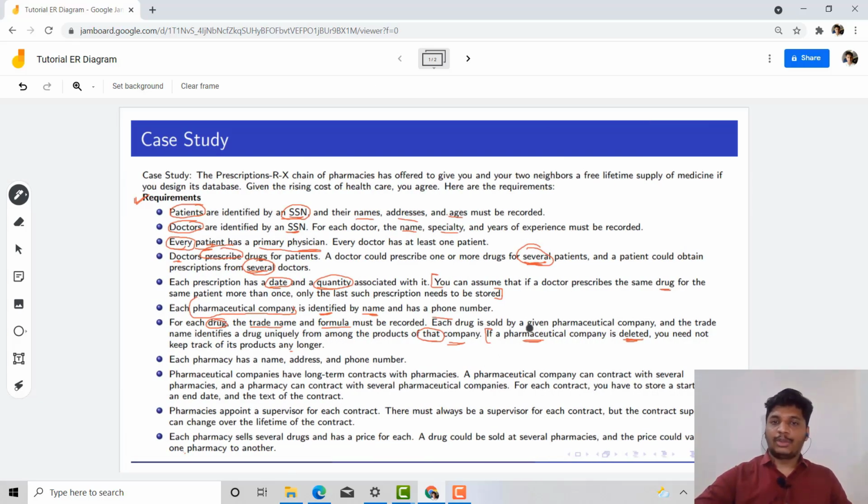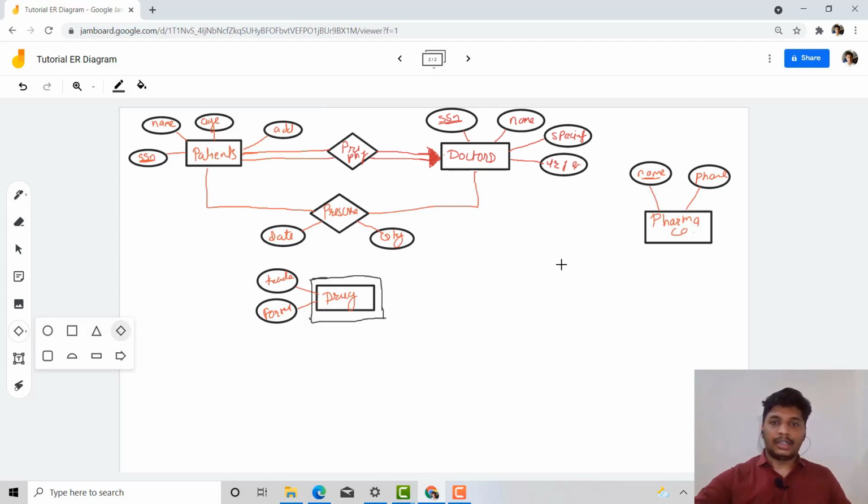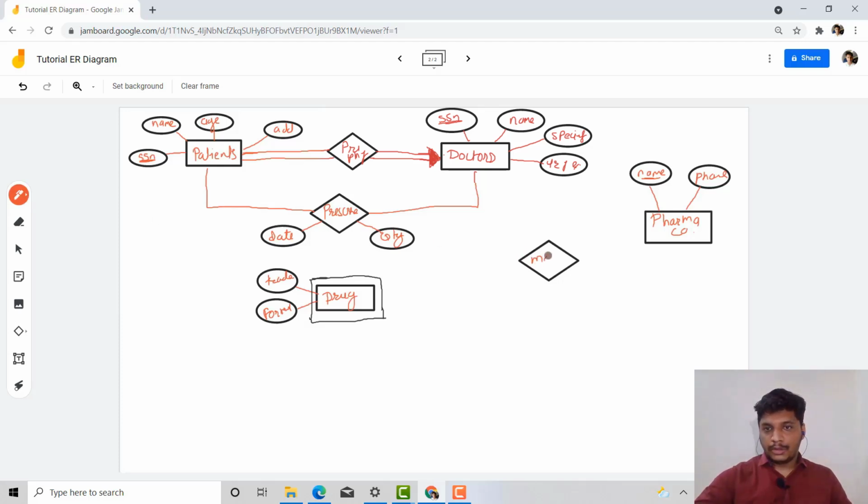So now each drug is sold by a given pharmaceutical company and the trade name identifies a drug uniquely from among the products of that company. So now the pharmaceutical company makes various drugs. So the relationship between the pharmaceutical company and the drug is make, made or anything. Okay, so let's say make. So pharmaceutical company makes several drugs.